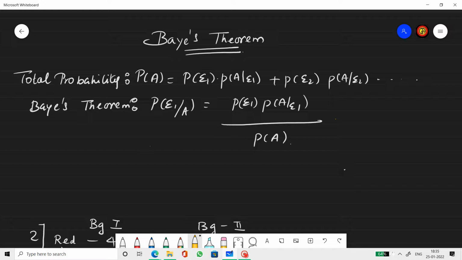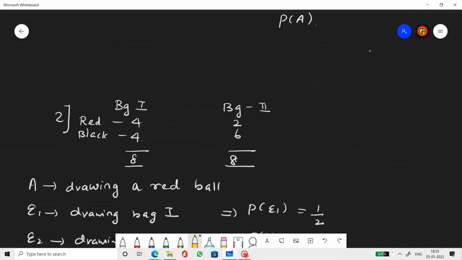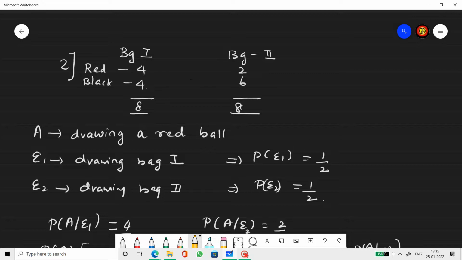So let's start with question number 2. I'm not doing question number 1 as of now because it's slightly different from the other questions. Choosing a basic question in order to understand the concept better.